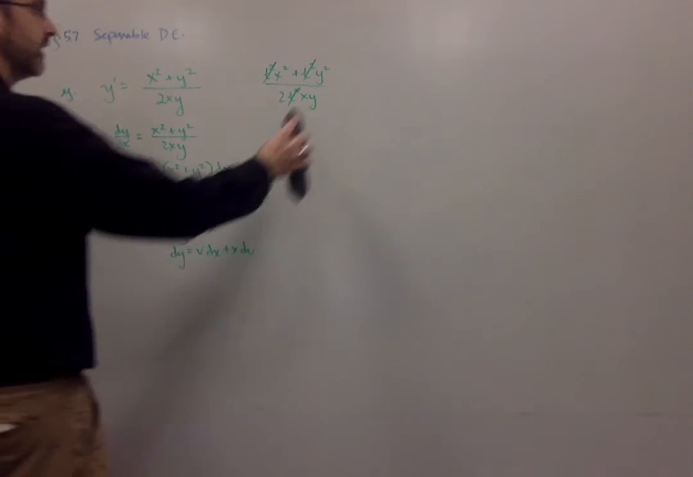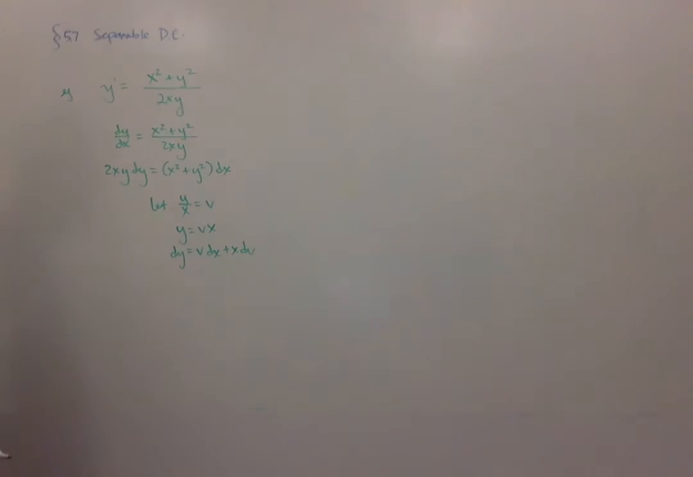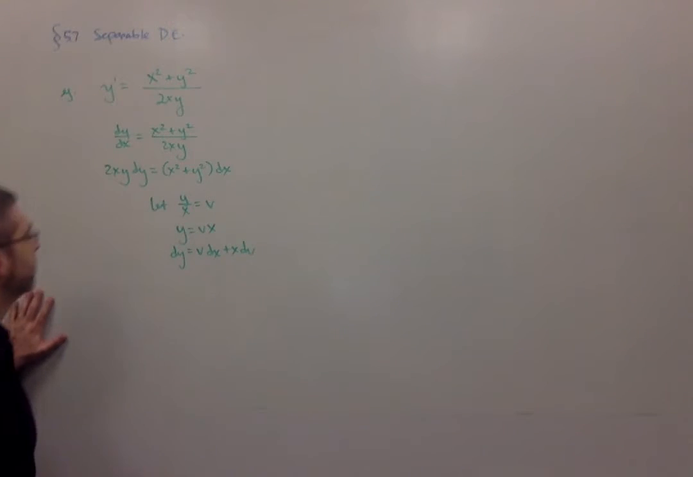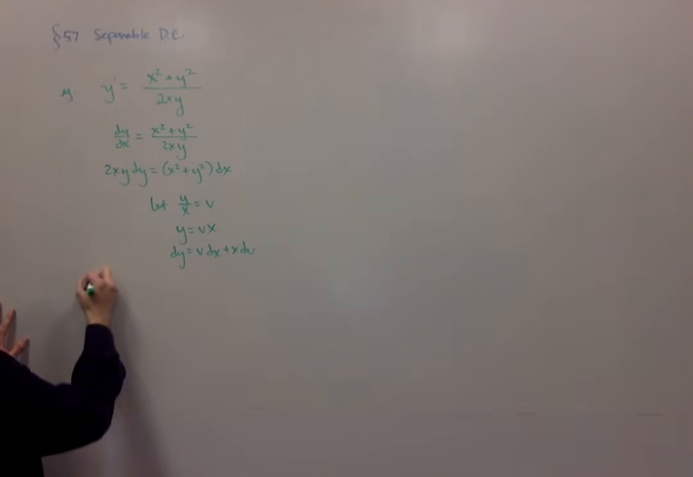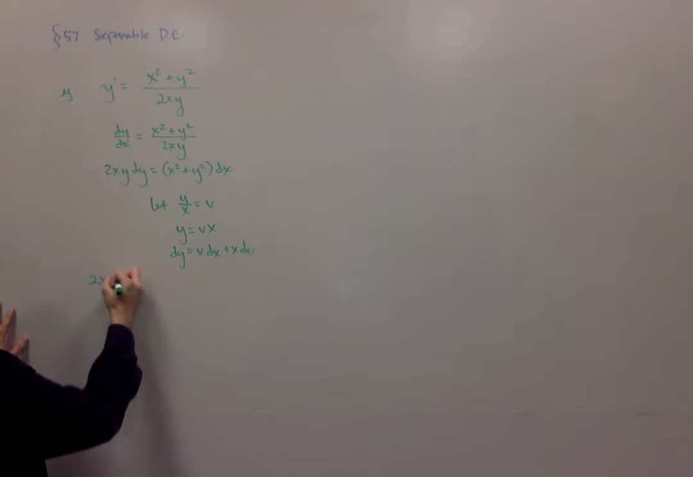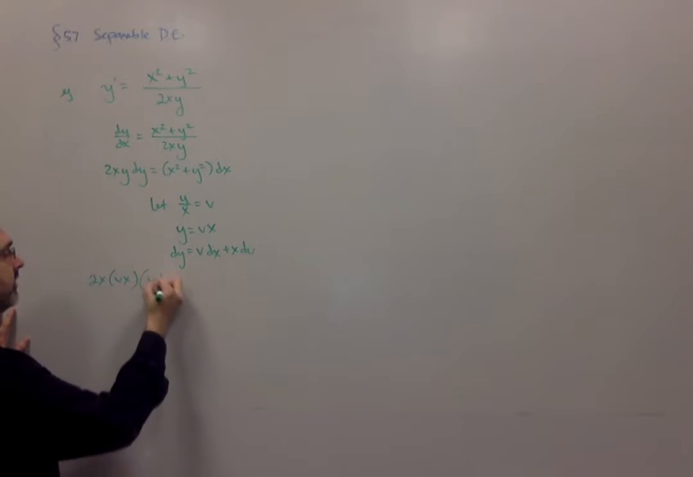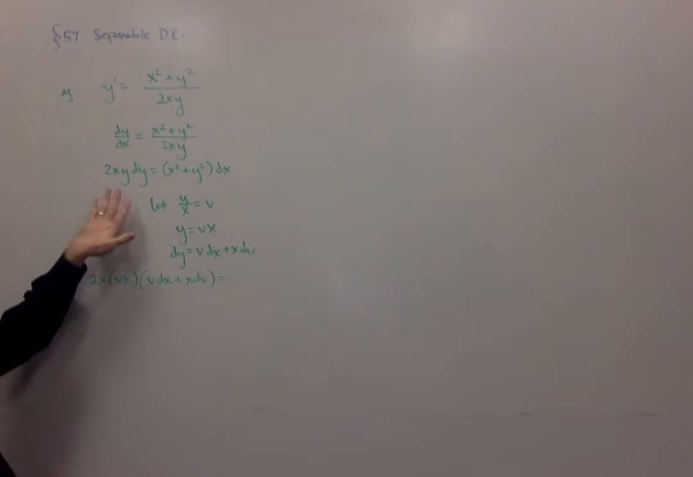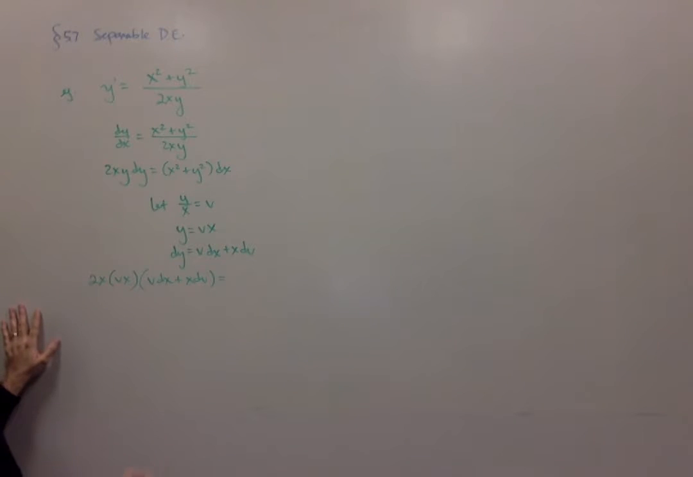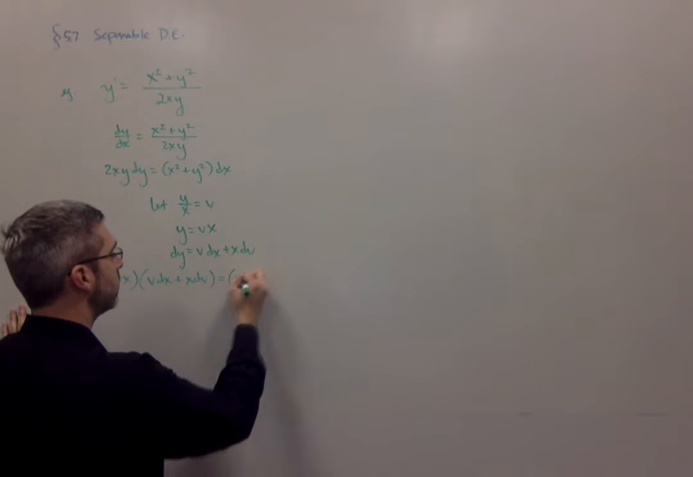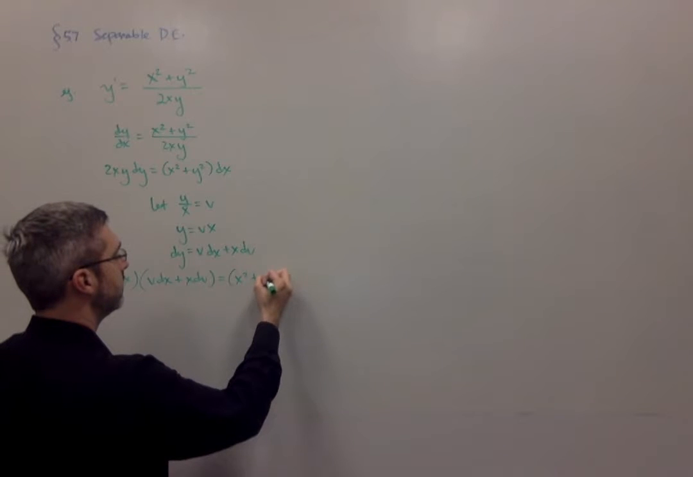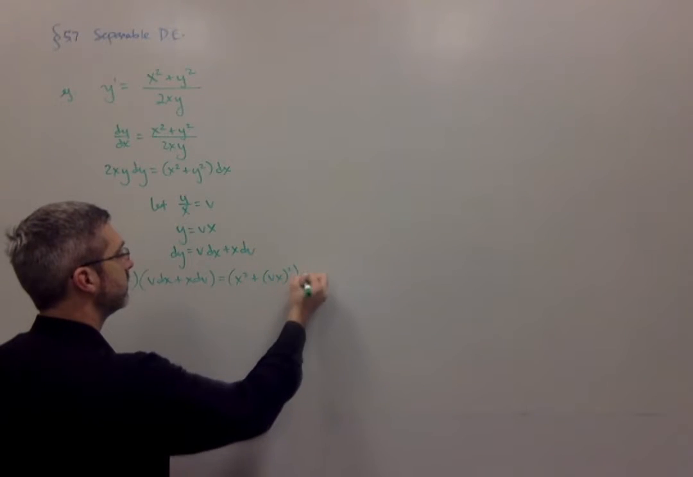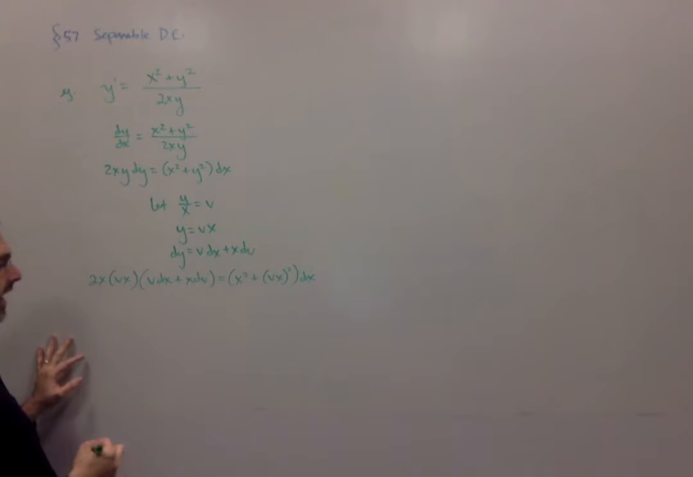That's what we're going to plug in here. Right? So let's try that in here and see what happens. So we're going to get 2x, and then y is vx, and dy is v dx plus x dv. Okay, that's what we get on this left side. And on the right side, we get x squared plus y is vx. So we're going to square that.